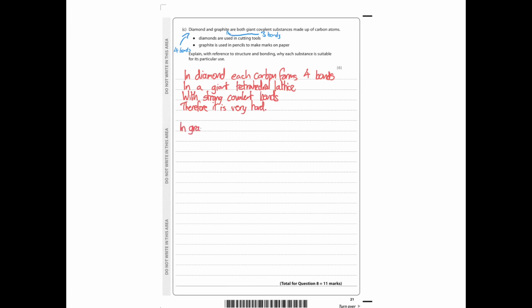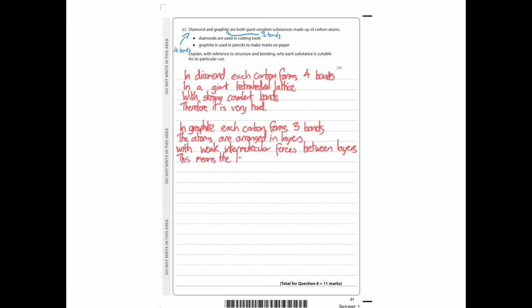In contrast, the carbon atoms in graphite form only 3 covalent bonds each. These atoms are arranged in layers rather than the tetrahedral lattice of diamond. They have weak intermolecular forces between these layers. Because of this, the layers are able to slide over each other with relative ease. All of this means graphite is soft.